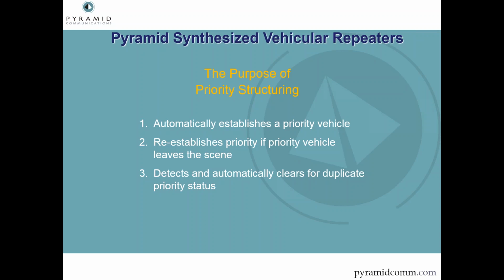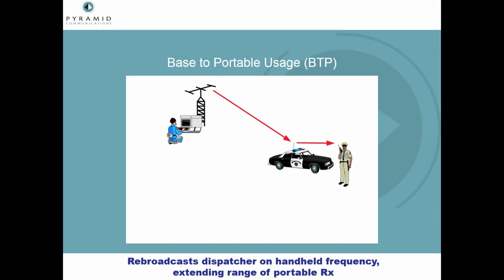And then it also, as a third aspect, detects and automatically clears if there happens to be more than one vehicular repeater on the scene at the same time in the priority state. And that can happen if people don't follow the rules of turning their vehicular repeaters on only when they arrive on the scene. So that's the basics of the three steps. And we're going to go through them all throughout this presentation.